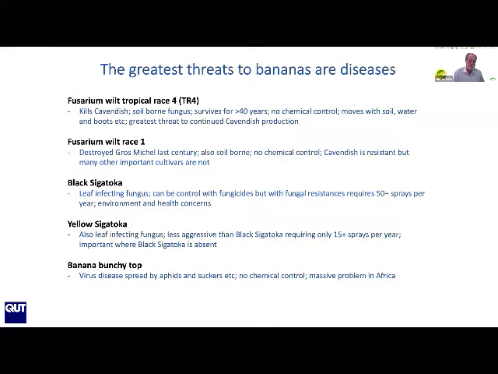Fusarium wilt race 1, Panama disease race 1, destroyed Gros Michel last century. But Cavendish is resistant, and one of the reasons why it took over from Gros Michel, of course. And then we have the two leaf-infecting fungi, black sigatoka and yellow sigatoka, also causing massive problems. But these are controllable, particularly by spraying. And finally, the other really big one is banana bunchy top disease. It's caused by a virus, and luckily that virus is not present in Central and South America. But it's a massive and growing problem in Africa, and very, very much an important problem in Asia as well.